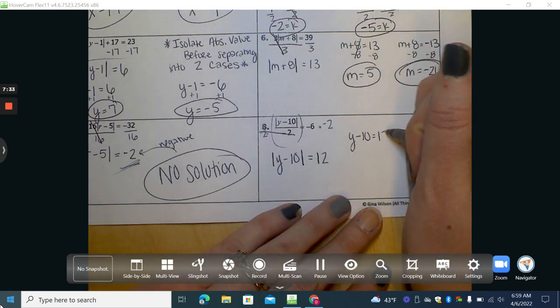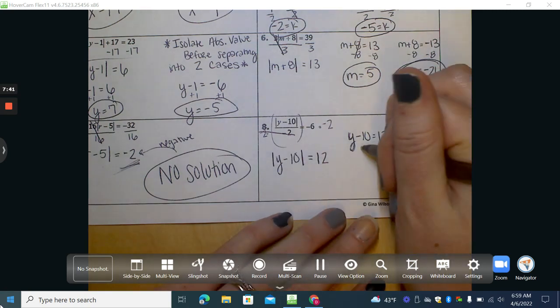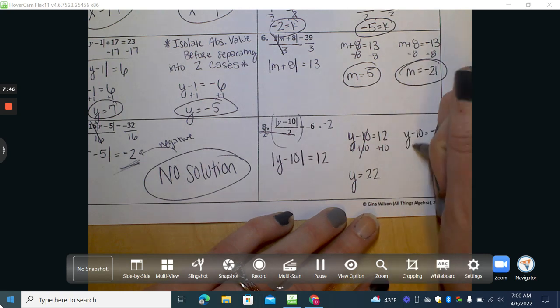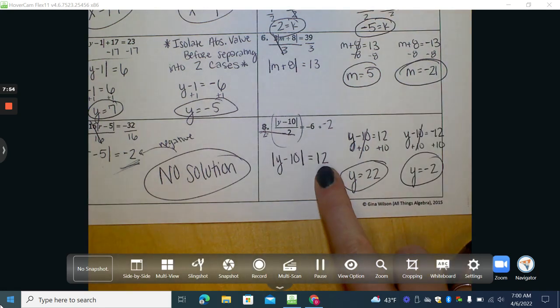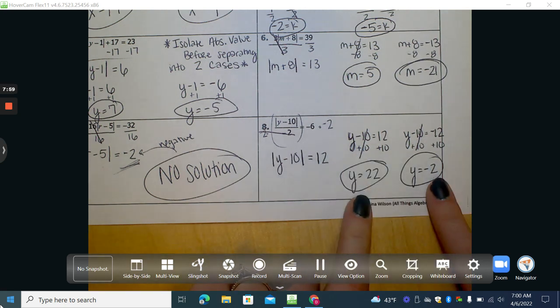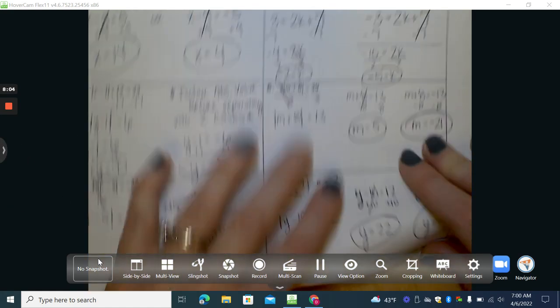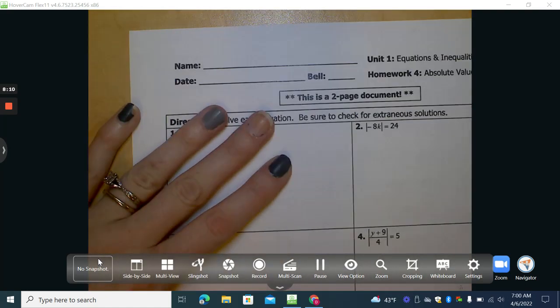y minus 10 equals 12. And y minus 10 equals negative 12. So I can add 10 to both sides. And I get y equals 22. Or this last one, I get y equals negative 2 as my two solutions. So as long as that absolute value equals a positive number, we can separate it into two equations and find two solutions. So then take your time, flip over to the back side, and complete this entire back side on your own. Check your answers with me at the end.